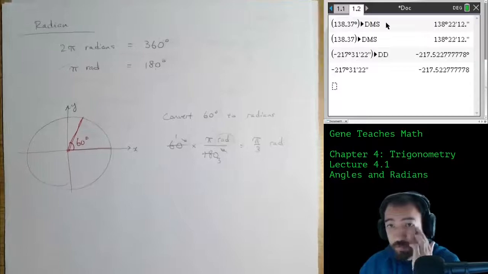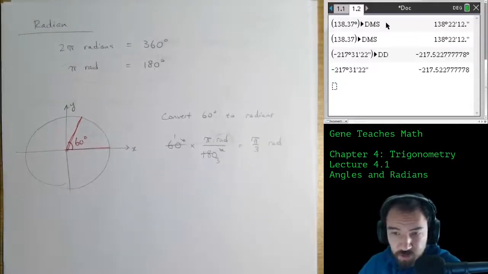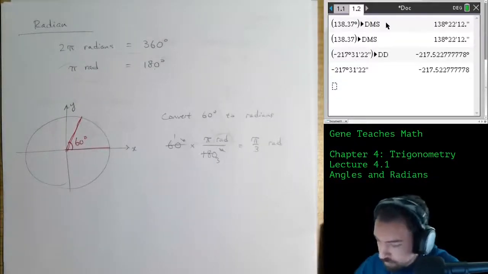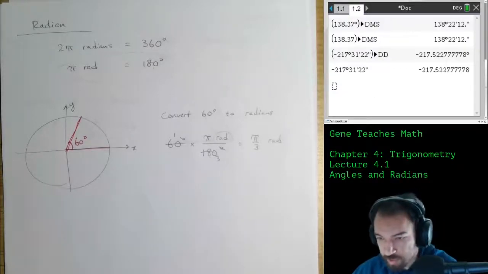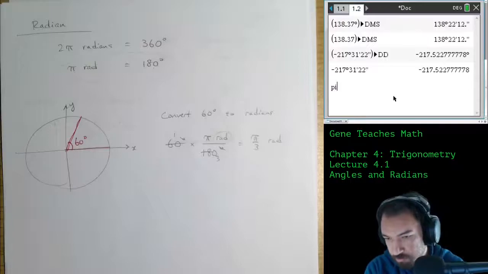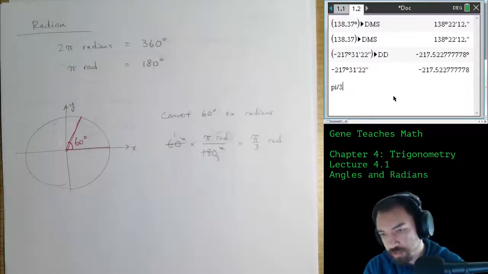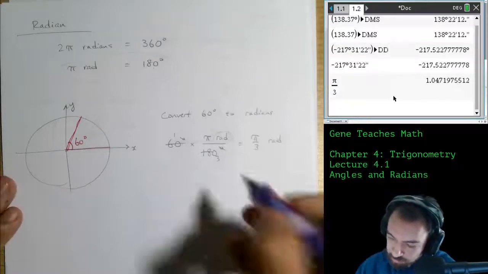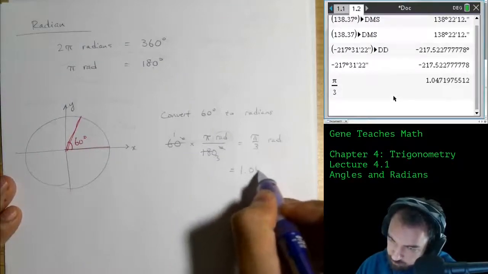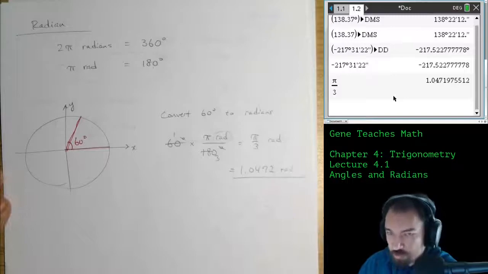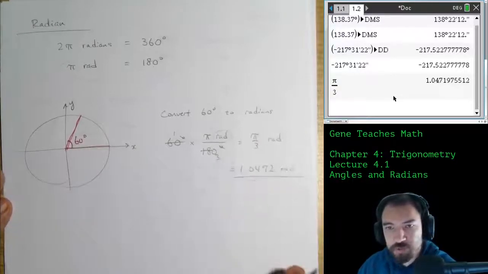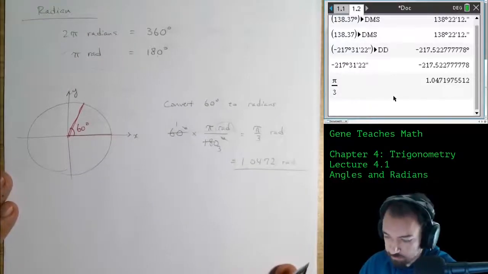And pi is a number. It has a decimal representation, 3.14159, and so on forever. We can take this and approximate it by saying in the calculator, I will type in literal pi divided by 3, hit the button, that's a number, 1.047, I'll round to 4 decimal places, radians. So apparently 60 degrees is a little bit more than 1 radian.